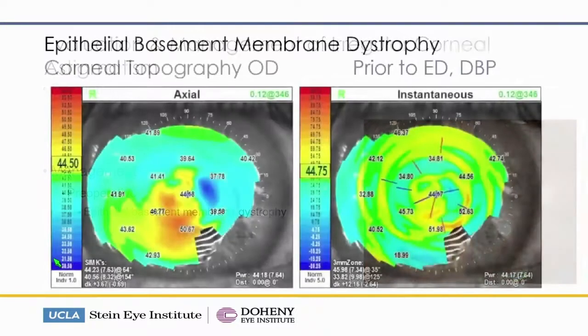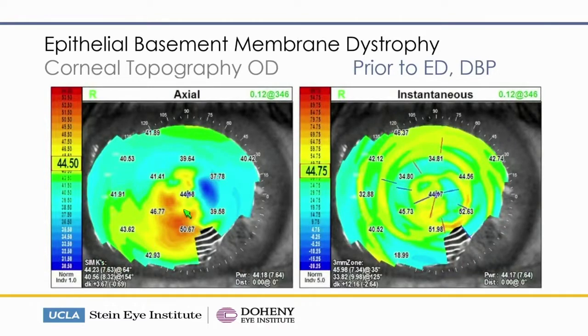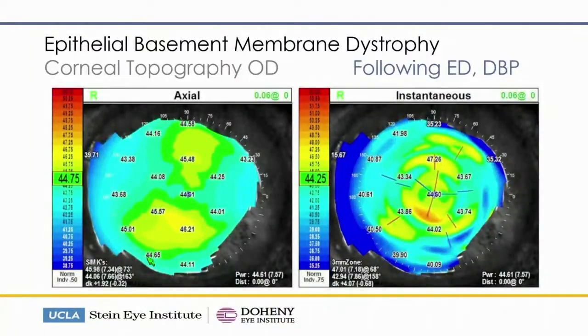So let's take the case of epithelial basement membrane dystrophy. Going back to our patient we saw earlier with the visually significant EBMD with a high astigmatism. We've now performed an epithelial debridement with diamond burr polishing. Cornea looks much better, fairly regular with-the-rule astigmatism. So the question is, is this patient a candidate for a toric IOL? And the answer really depends on what's the chance that this condition is going to recur following the treatment.